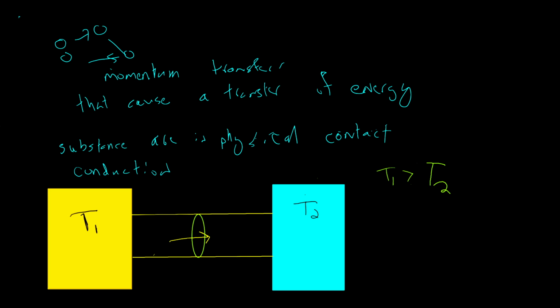And so let's talk about how we're going to model this. What we're going to do is put some cross-sectional area that the heat's flowing through. So we can think of a block of something at one temperature and a block of something at another temperature, connected by a rod. And the rod has a cross-sectional area, and there's some length between them.